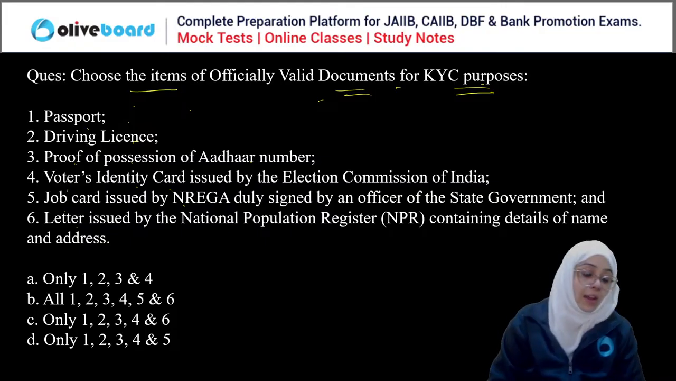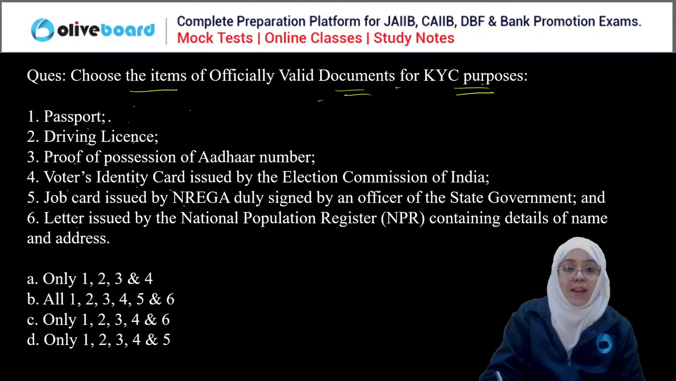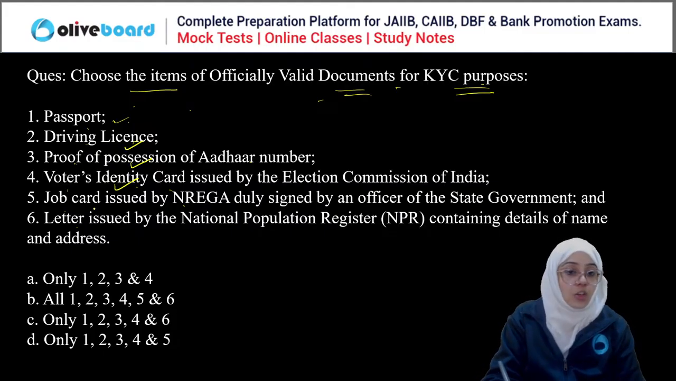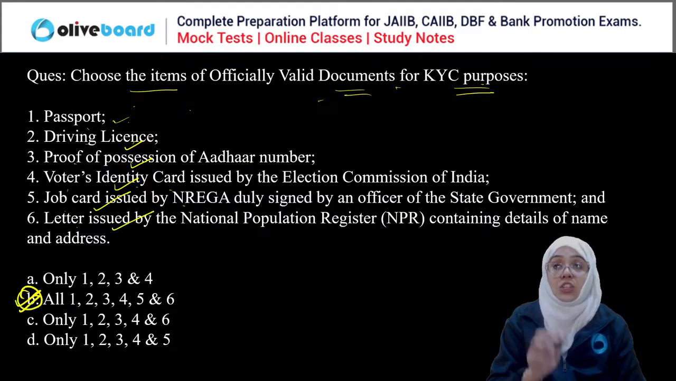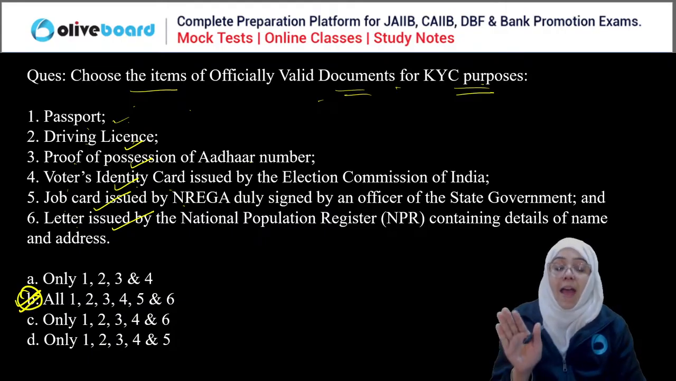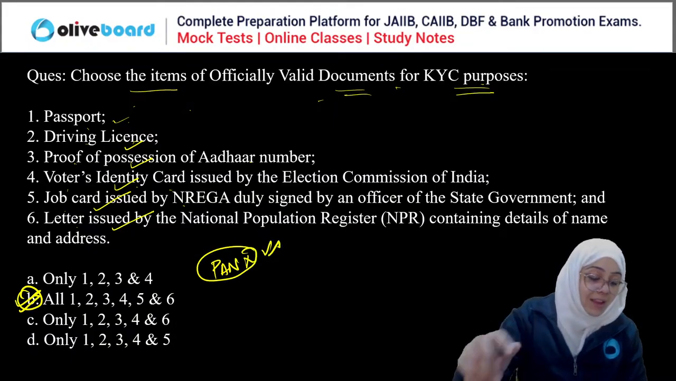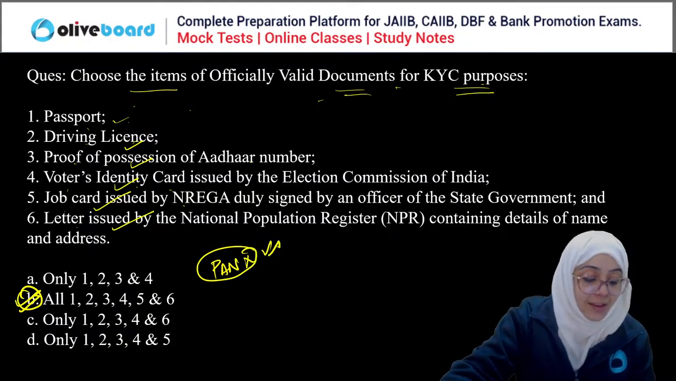If we talk about the correct answer, we have the passport, driving license, proof of possession of Aadhaar number, voter's identity card, job card by NREGA, and letter issued by National Population Register. Just remember all of these. These are all the six items which are accepted as officially valid documents for KYC purpose. PAN is not included. This is a very important point. So B is the correct answer here.